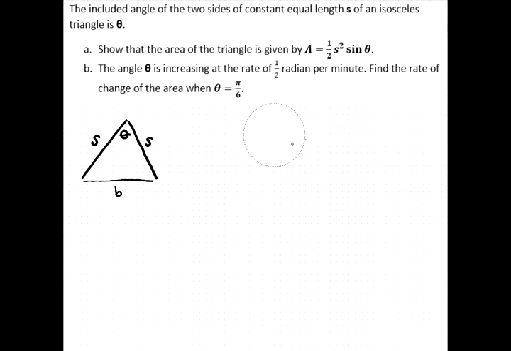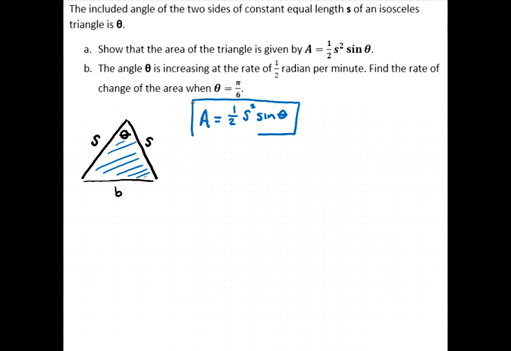Okay, so now that that's out of the way, part A, we want to show that the area of this isosceles triangle is given by the formula A equals 1/2 times s squared times the sine of theta. So we want to show that that's true. All right, well, this is what we want to end up with.